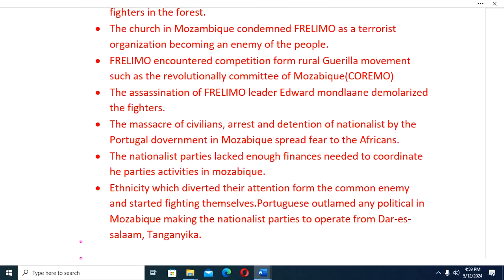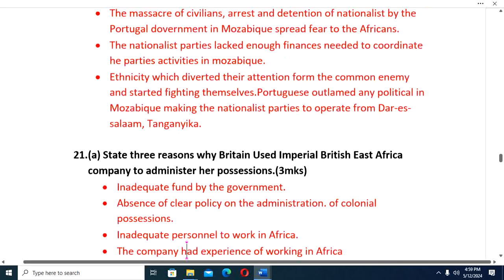Next, the massacre of civilians, arrest and detention of nationalists by Portugal government in Mozambique spread fear to the Africans. Next, the nationalist parties lacked enough finances needed to coordinate the activities in Mozambique, so they did not have the money they needed to conduct the activities in that country. Next, ethnicity, which diverted their attention from the common enemy and started fighting themselves.